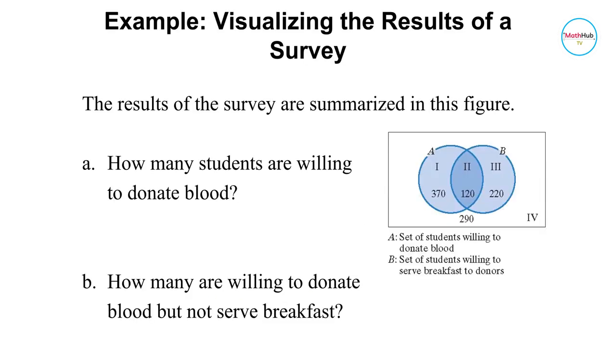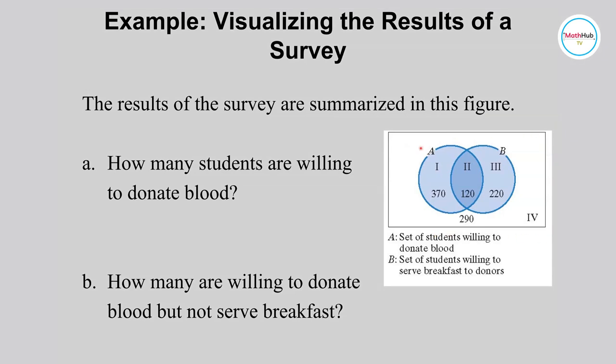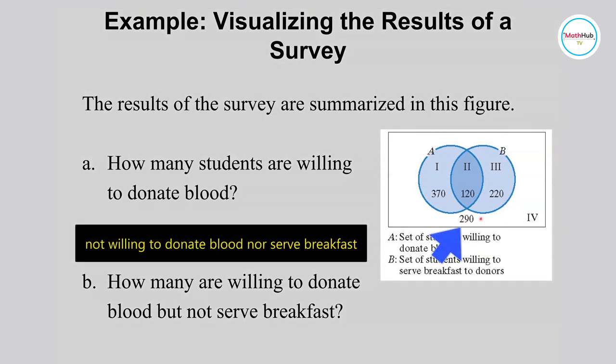Let's consider the following problem. The results of the survey are summarized in this figure. This is the survey, or the problem, that we had in the previous section. Set A here is the set of students willing to donate blood, and set B is the set of students willing to serve breakfast to donors. This 290 here is the number of students who are not willing to donate blood nor willing to serve breakfast to donors. So this is in the complement of the union of the two sets here.